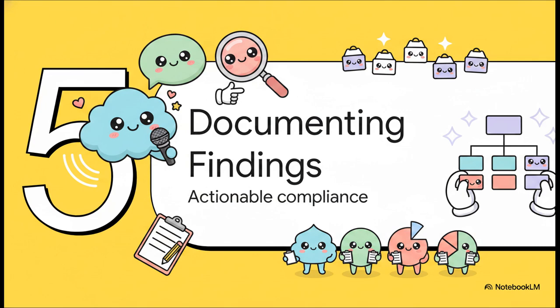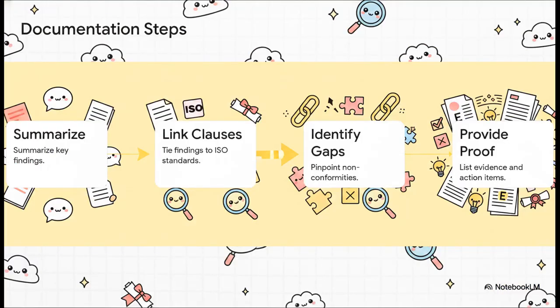Section 5. Documenting your AI findings. Documentation is what makes your audit official. This is how we ensure total transparency. You take what you heard, summarize it, link it directly to the standard, flag where the organization is falling short, and lay out the hard evidence. This creates an undeniable trail. You're basically turning subjective, human conversations into highly objective, actionable audit reports.